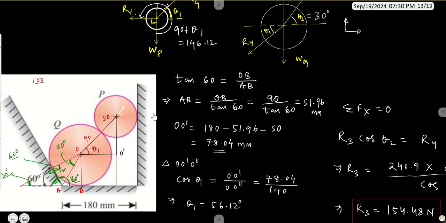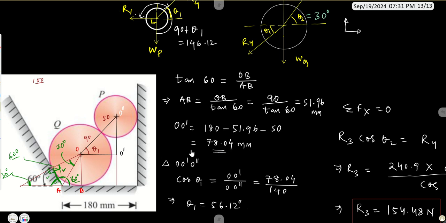After calculating that, we can find out the value of O prime. That means simply this length. So that will be equal to this total length, that was 180 mm, minus this radius, which was your 50 mm, minus this distance, that is AB, which we just now calculated, that is your 51.96 mm. So from here, we calculated the value of this O prime as 78.04 mm.